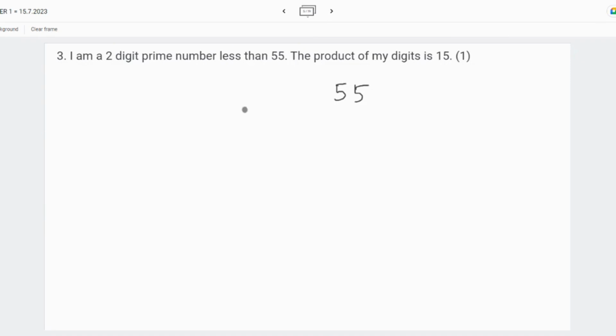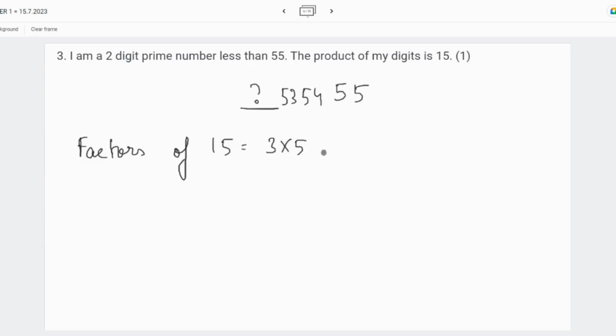I am a 2-digit prime number less than 55. Okay, so there is a number which is less than 55 and the product of my digits is 15. So this is a good clue that the product of the digits is 15. Now for that I simply have to know what are the factors of 15. They are 3 and 5. Both are prime numbers. 3 and 5.